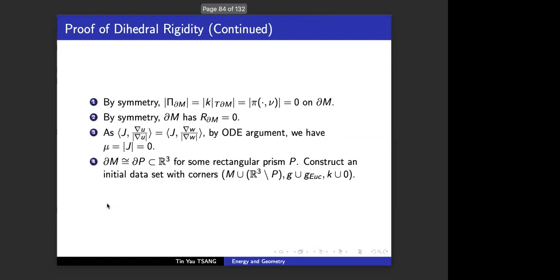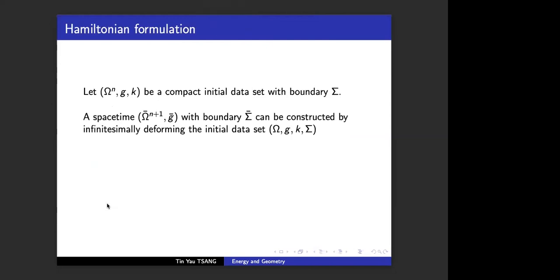Yep. And now I would like to answer Martin's question at this part, the Hamiltonian formulation. For the reference, you can see the paper by Hawking and Horowitz. Let Omega be a compact initial set with boundary Sigma. Then we can form a spacetime.